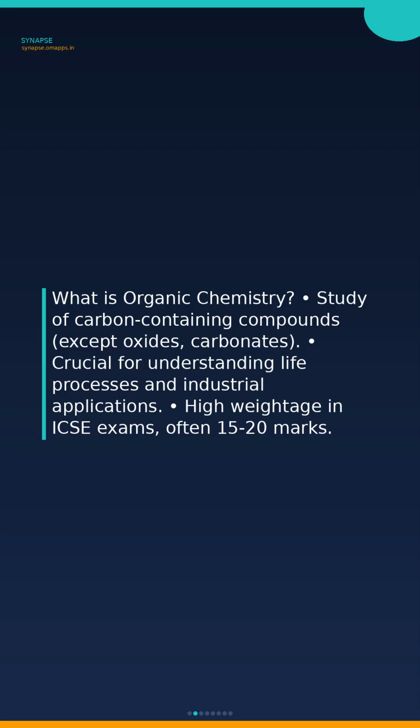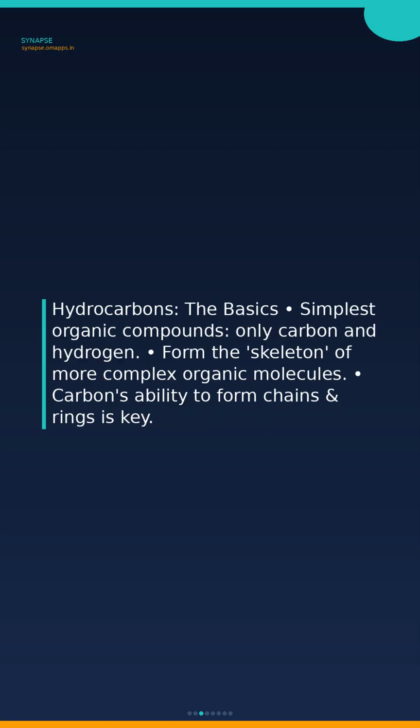Remember, carbon's ability to form long chains and rings is key to organic chemistry. Let's define what we mean by saturated hydrocarbons. Saturated hydrocarbons are those in which all the carbon atoms are linked by single bonds. This means they are saturated with hydrogen atoms. Now, let's talk about alkanes. Alkanes are saturated hydrocarbons with the general formula CnH2n+2. They are the most basic type of organic compound and serve as the foundation for naming other compounds.